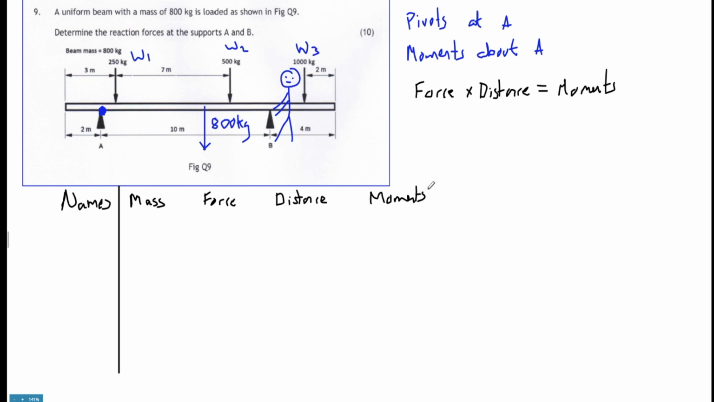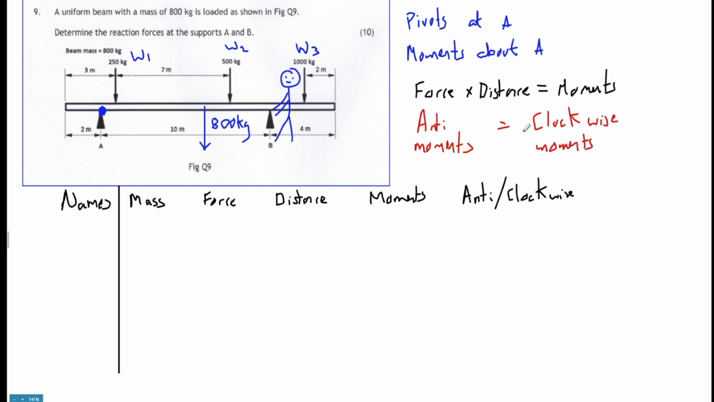We've got moments. Then I really care about if these are anti-clockwise or clockwise. We really want to know what direction these things are going in, because at the end, the anti-clockwise moments have to be equal to the clockwise moments. Otherwise, this thing would be flying around all over the place. So it's not spinning around, it's all in equilibrium. So this is the equilibrium condition. So let's just build up the table.